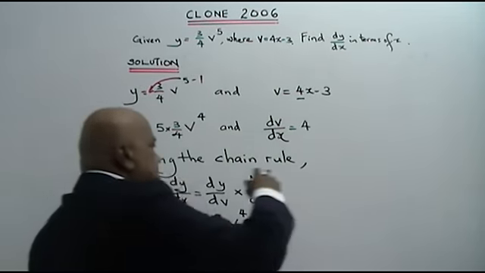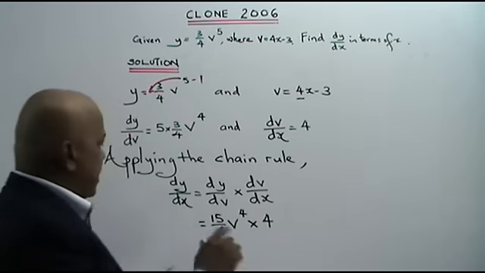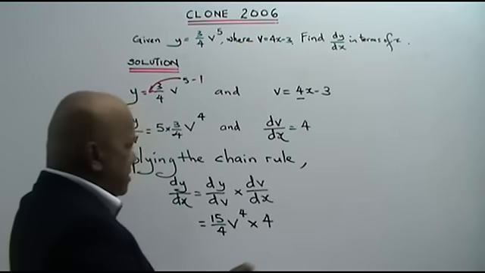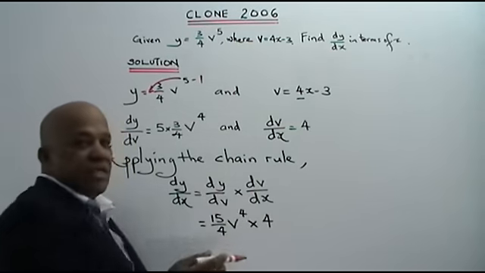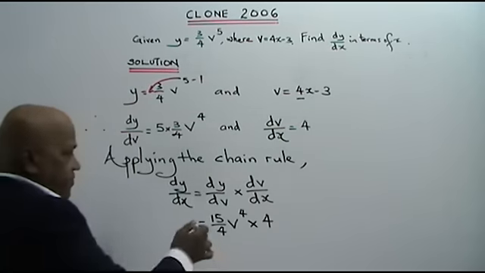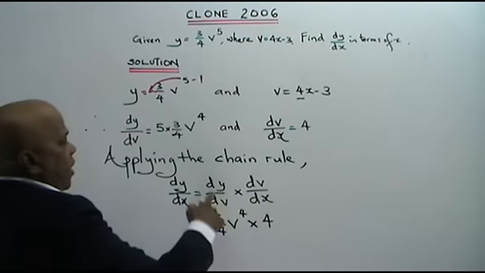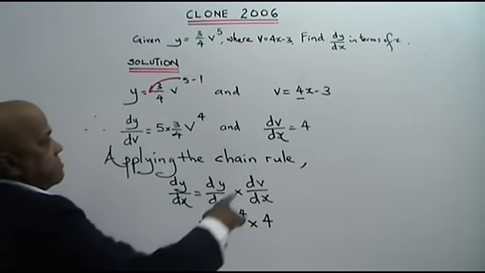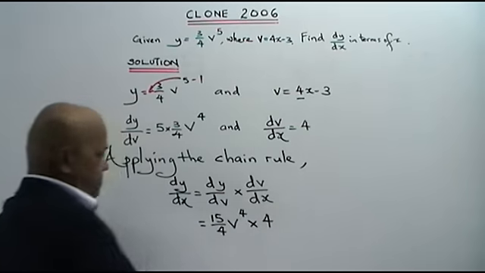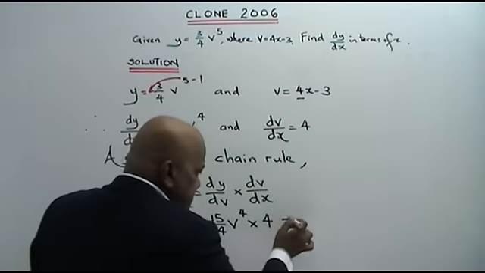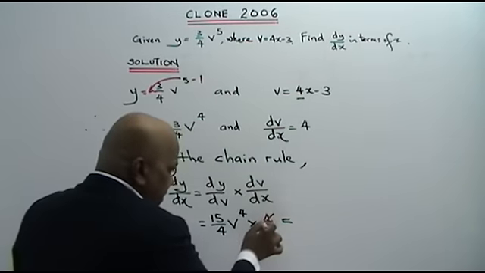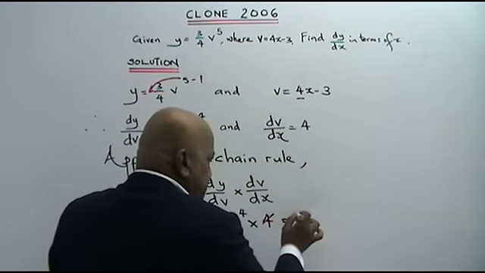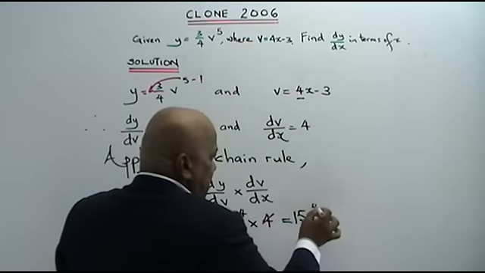Now, applying the chain rule. The chain rule is dy/dx equals dy/dv times dv/dx. It is something like as though the dv and dv, you can cancel off. Now from here, dy/dv is this 15 over 4v to the power of 4, times dv/dx, which is 4. Now you see, 4 and 4, we cancel. What do you get? You get 15v to the power of 4.